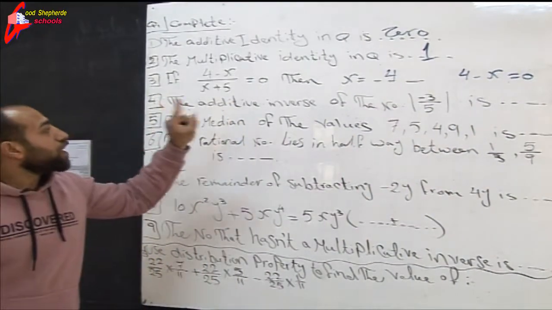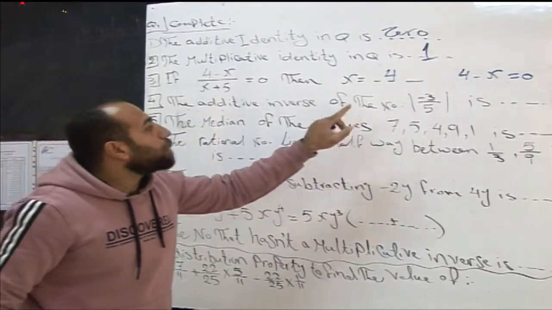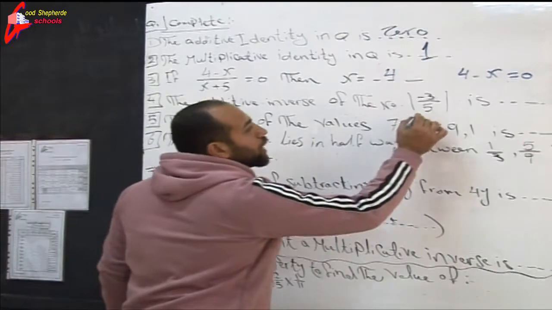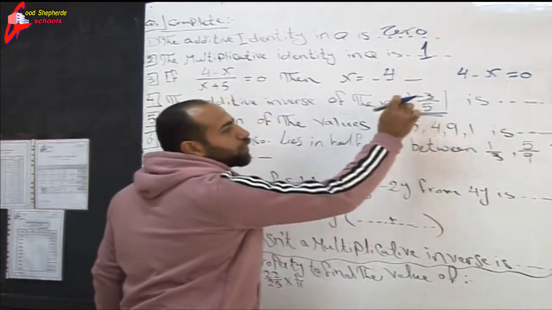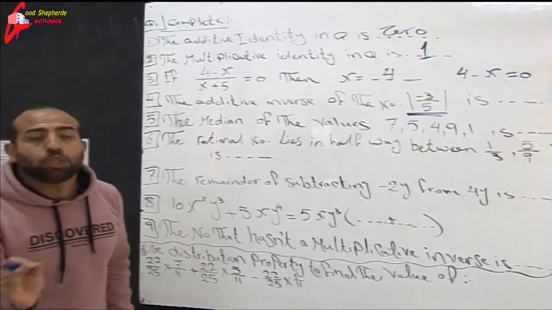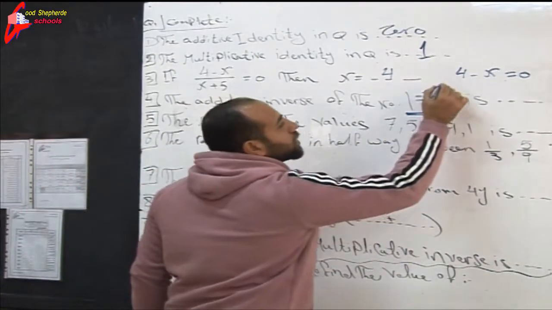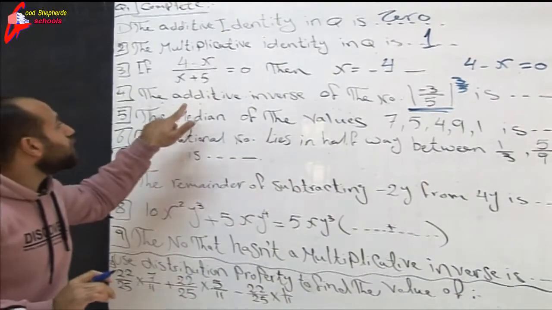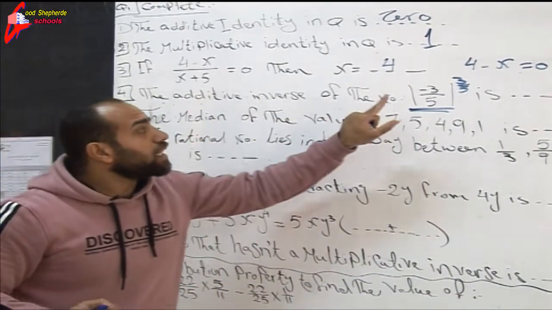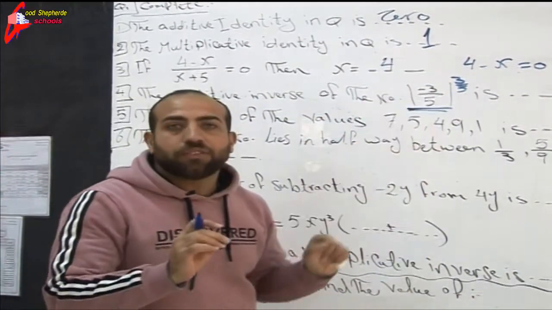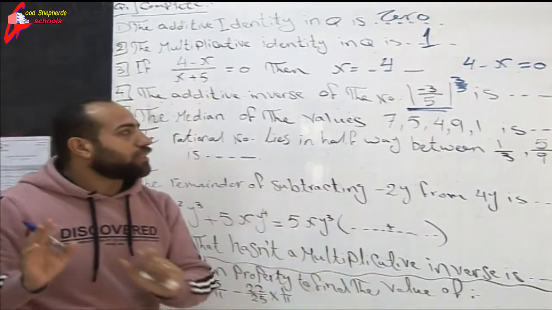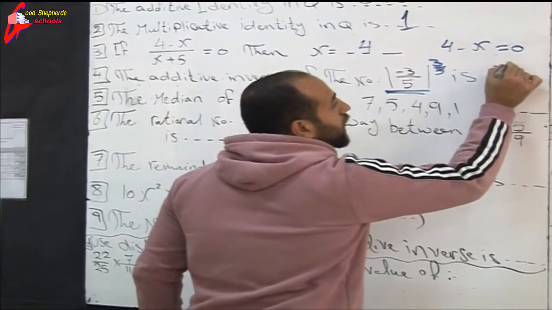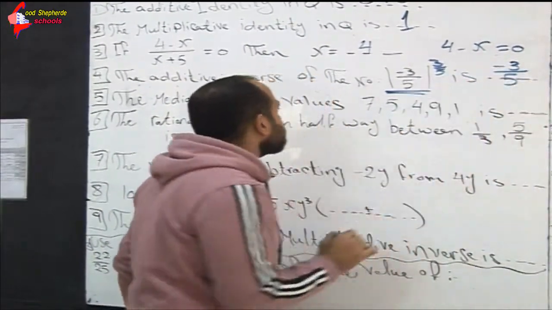The additive inverse of the number absolute value of negative 3 over 5 is, first of all, you have to find the absolute value of negative 3 over 5. The absolute value of negative 3 over 5 is 3 over 5. And the question is, find the additive inverse. Additive inverse means it changes the sign. So 3 over 5, its additive inverse is negative 3 over 5.